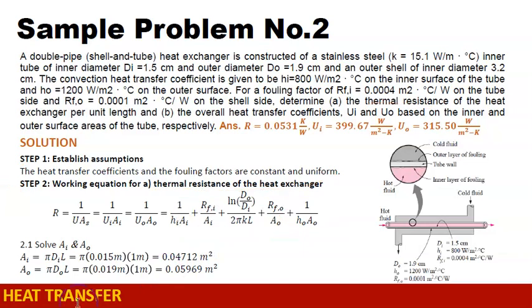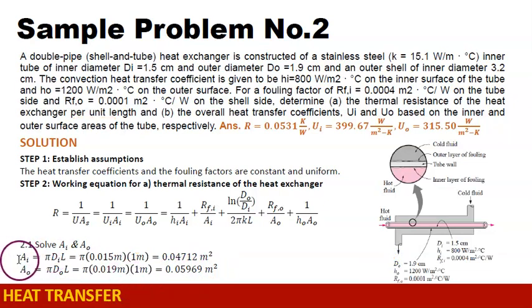So we will calculate area AI and area AO for the inner and outer part of the shell. The inside area is given as pi times diameter times the length. Since we don't have the length, we will solve per unit length, so we will assume 1 meter as our length. That's why we have this inside area, and for the outside area, we will use the outside diameter, which is 1.9 cm. So that's why we have 0.05969 meters squared.